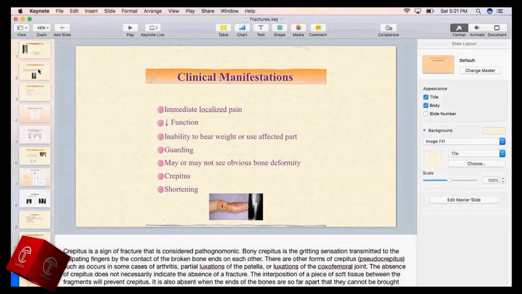Shushrudi, do you know the name of the deformity of Colles fracture? It is a dinner fork deformity. Dinner fork deformity. Yeah, excellent. That is a dinner fork deformity.